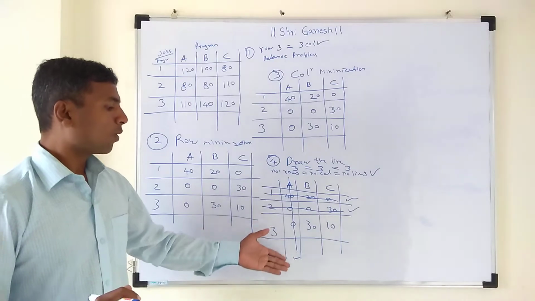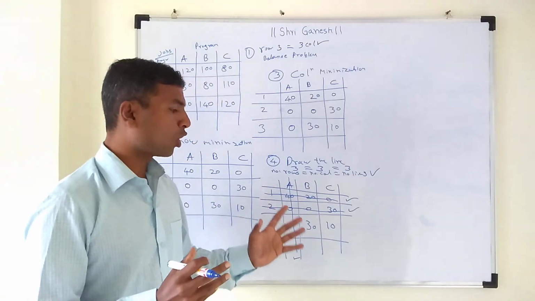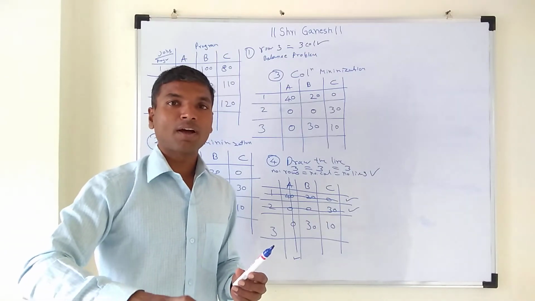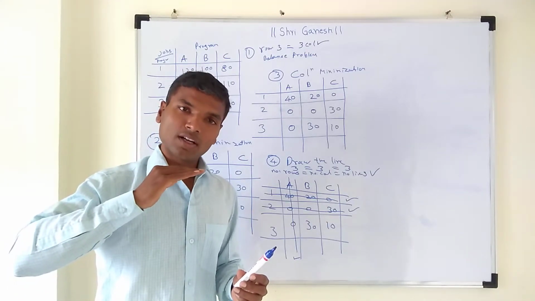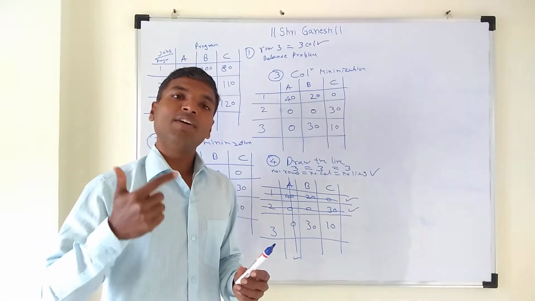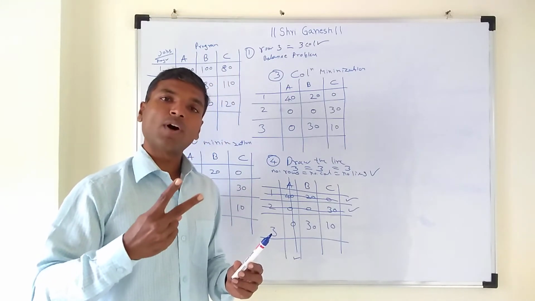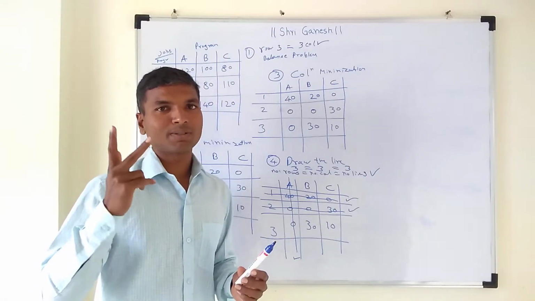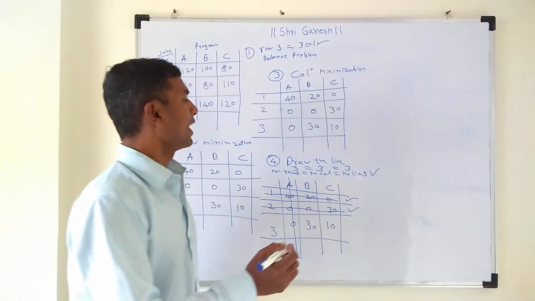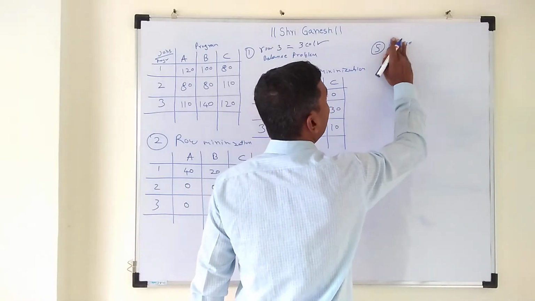Okay. So now the main thing, how to draw the line, is that whenever you are drawing the line, you have to see with a minimum number of lines how you are able to cancel or cover the maximum number of zeros. So the main objective is that with the help of a minimum number of lines you have to cover the maximum number of zeros. Okay. Now once you're done with this, the next step is we can say allocation.